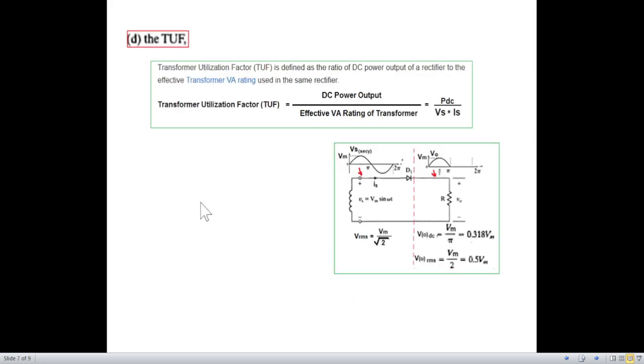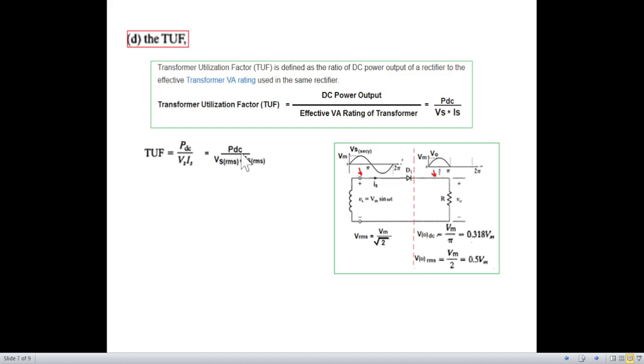The next is called the transformer utilization factor. It's defined as the ratio of DC power output divided by the effective VA rating of the transformer. Now, the VA rating of the transformer is actually secondary voltage multiplied by secondary current. And from here, we had already discussed that in this case, the secondary voltage will be VRMS, that is Vm over 2.